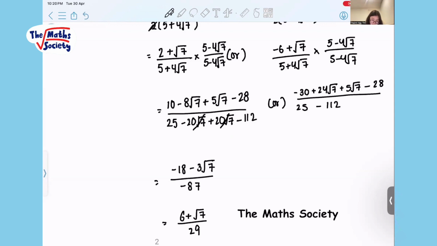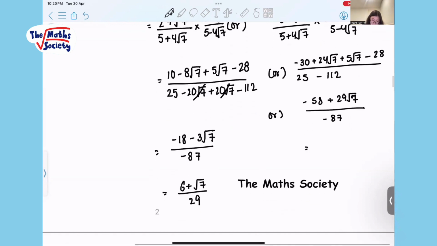And then you'll have minus 30 minus 28, yeah? Minus 30 minus 28 is minus 58. So you just put all here. 58 plus 29 root 5. It's root 7 divided by minus 87 as well. So let's see if we can also try to see if this can be divided or not.